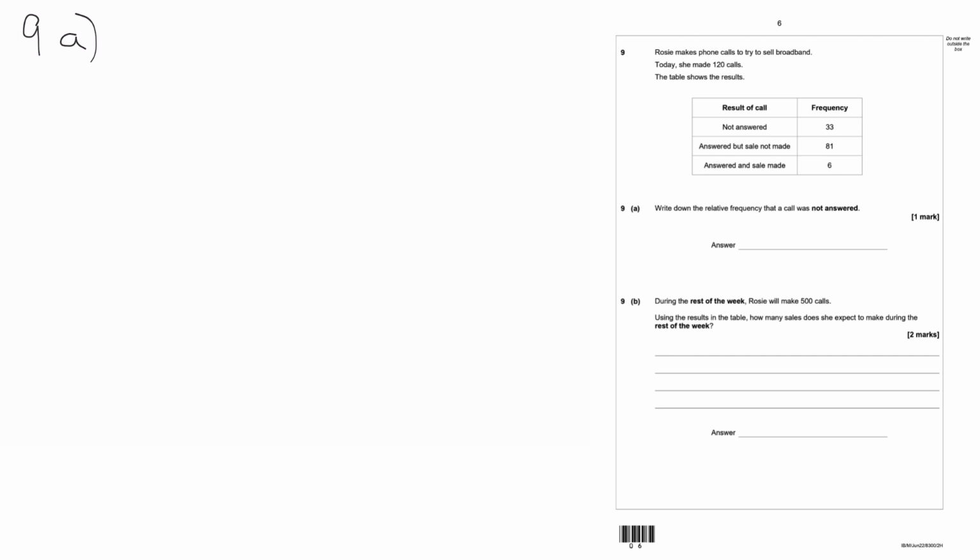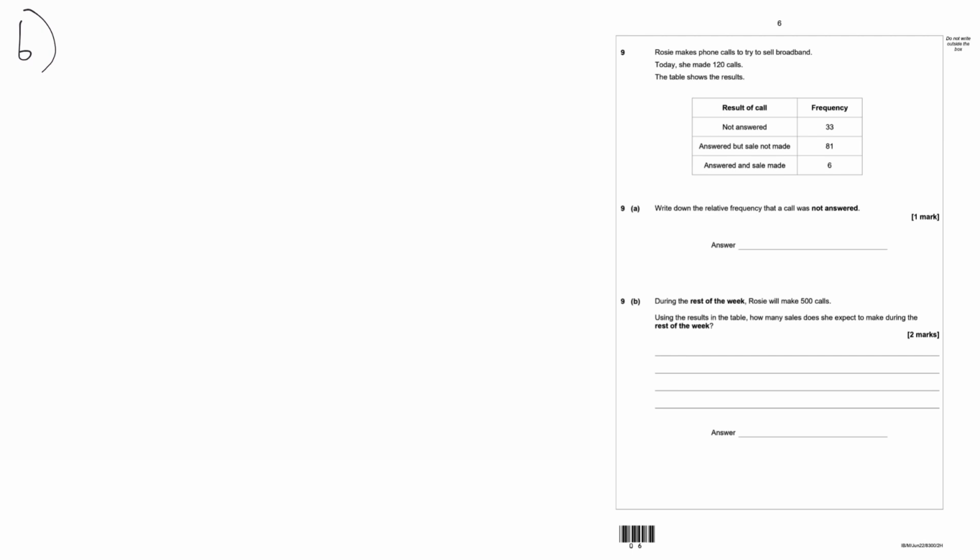So the relative frequency just means, in this case, how many were not answered out of the total number of calls she made. And now we can simplify this a bit. So we can divide top and bottom by 3, which will give us 11 over 40. So moving on to part B. We're told that Rosie is going to make 500 calls during the course of the week. So we want to know how many sales she expects to make.